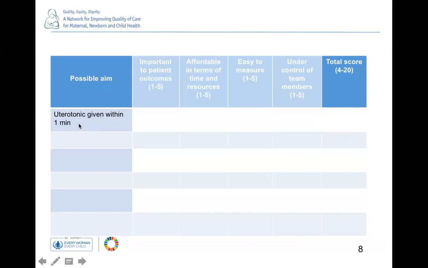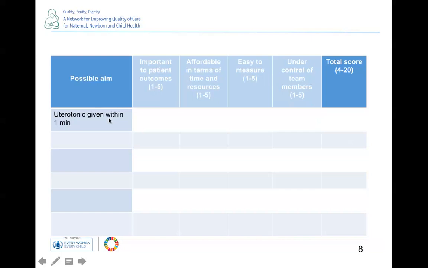Now, if we have to prioritize this, along with our team members, we can give a score of 1 to 5 for each of these 4 domains. The first domain is importance to the patient outcome. The second is whether it is affordable in terms of time and resources. The third is whether it is easy to measure. The fourth is whether it is under the control of team members. So we can give a lowest score of 1 and a highest score of 5, so that a total score out of 20 can be given for prioritization of this problem.